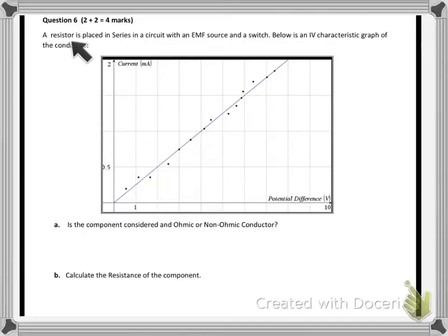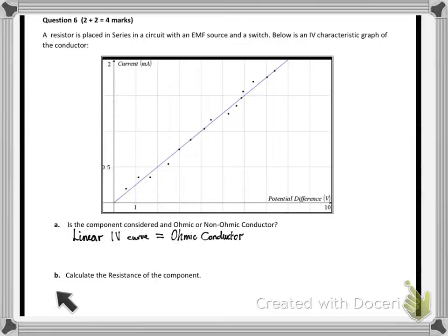A resistor is placed in series in a circuit with an EMF source and a switch. Okay, that's interesting. Below is an IV characteristic graph of a conductor. So this is the current versus potential difference across the conductor. Is the component considered to be an ohmic or a non-ohmic conductor? Well, what do we remember about the characteristic curves of, say, an ohmic conductor? Well, linear graphs in this curve of current and potential difference, they are ohmic conductors. Yes, so if you said an ohmic conductor, you would be correct.